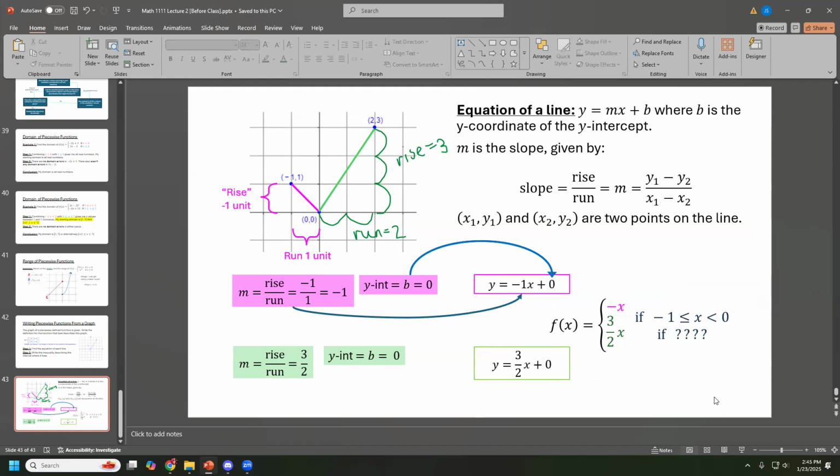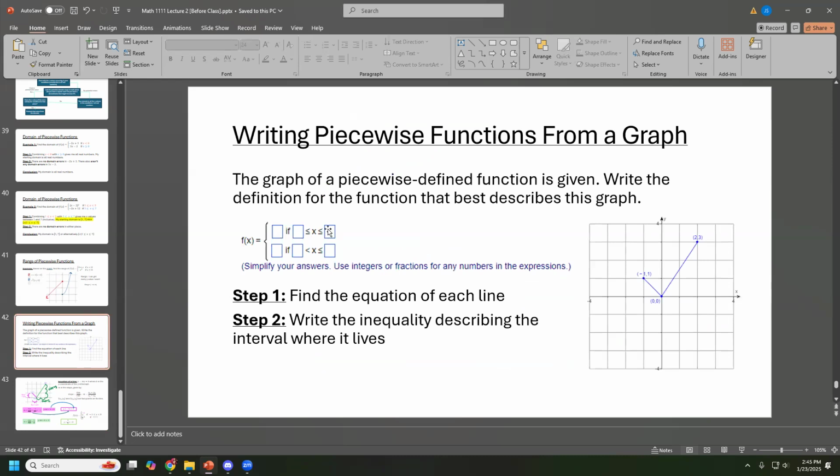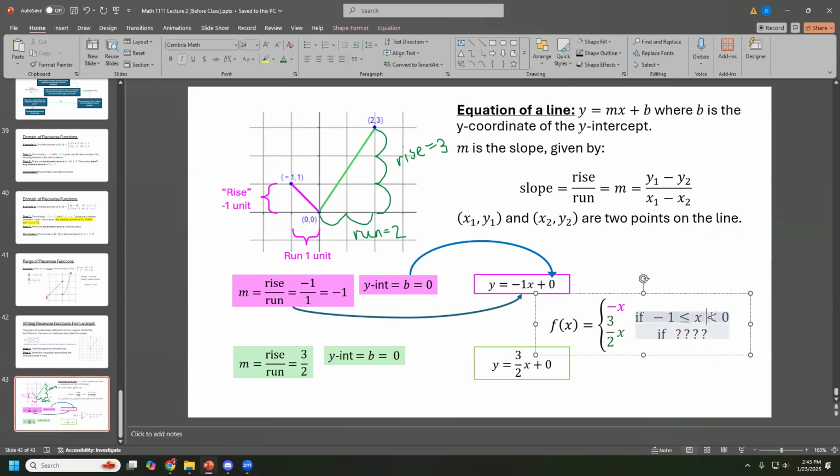Now, because the green line and the purple line both share the point 0, 0, you kind of have to decide which line is going to get the 0 and which one isn't. I think in Pearson, these are already listed for you, so you don't need to write it. It looks like they want to include the 0 with the first line and not the second. But that's not necessarily the only way to do it. There's another way that you could do this and get the same picture with the same values. But it looks like that's what they've decided.